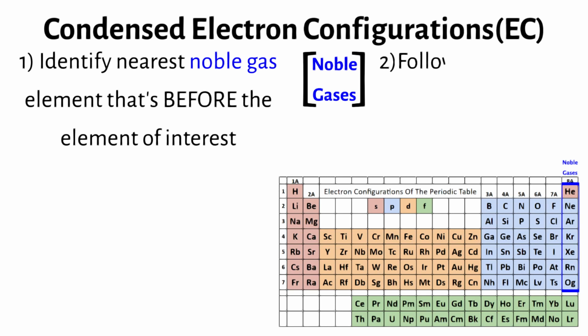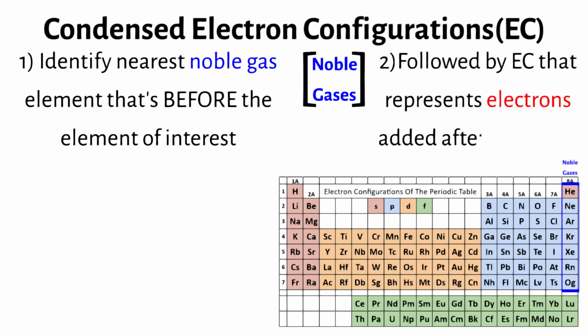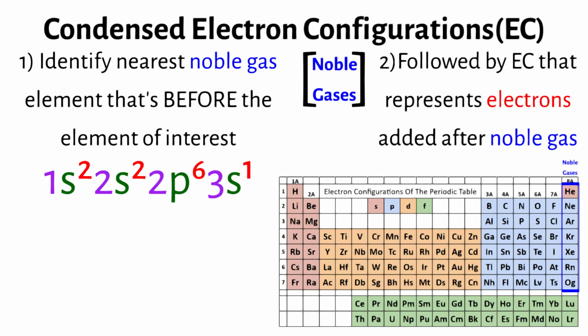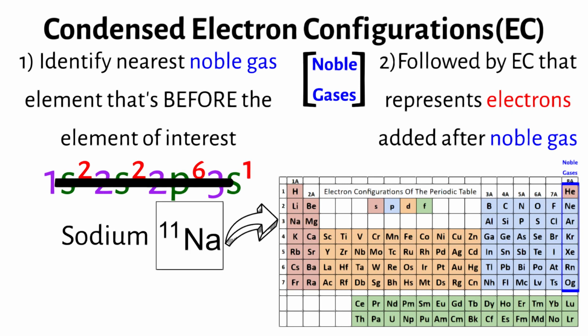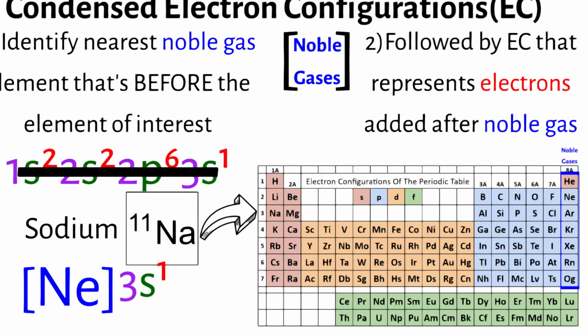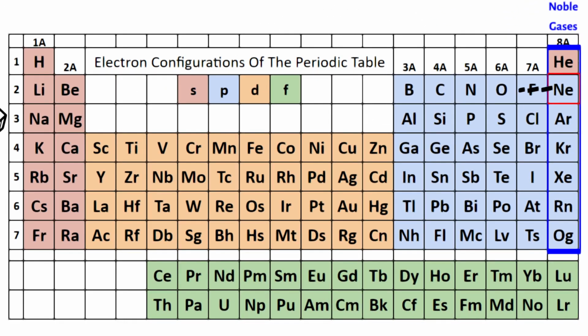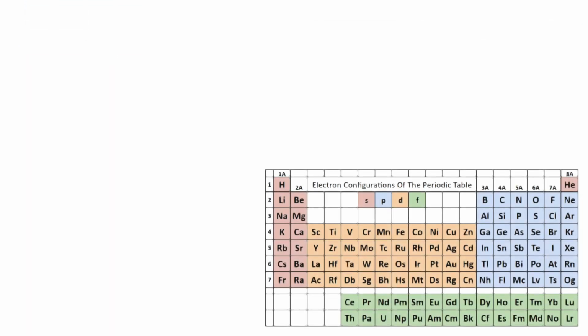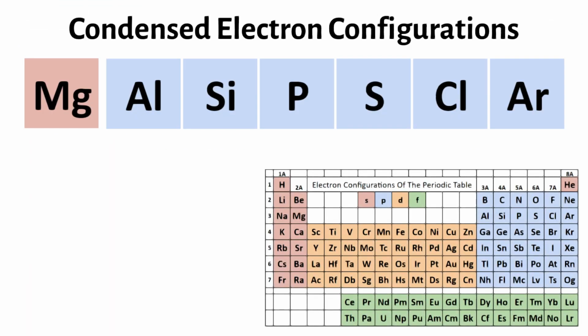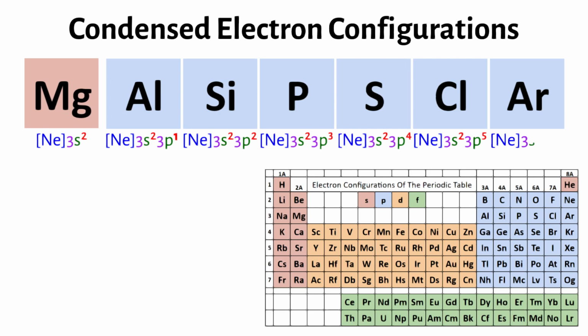Follow the symbol with the electron configuration that represents the electrons added after those of the noble gas. So instead of writing 1s2, 2s2, 2p6, 3s1 for sodium, Na, we write [Ne]3s1. Looking at the periodic table closely, we see what it means by the noble gas that comes before the element of interest. These straightforward condensed configurations continue up until argon, which is [Ne]3s2, 3p6.